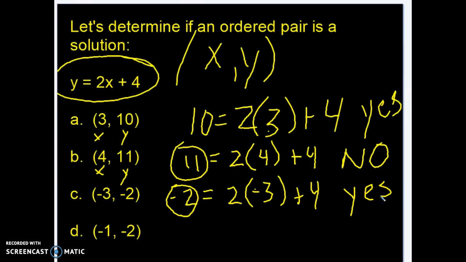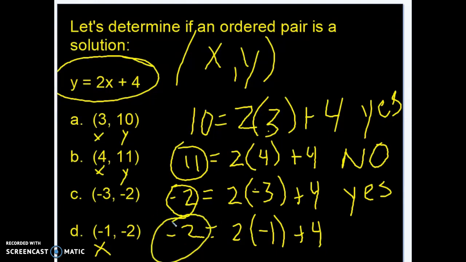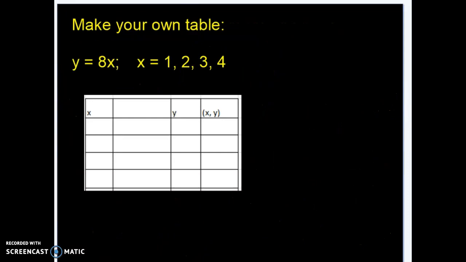And then the last one, we're going to put negative 2 in for y. We're going to do 2 times x, which is negative 1, plus 4. So 2 times negative 1 is negative 2. Plus 4 is positive 2, but they're saying it should have been negative 2 if that ordered pair would work. So because that's not a true statement, we would say no, that ordered pair does not work.